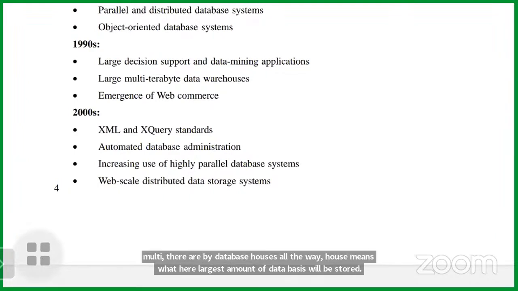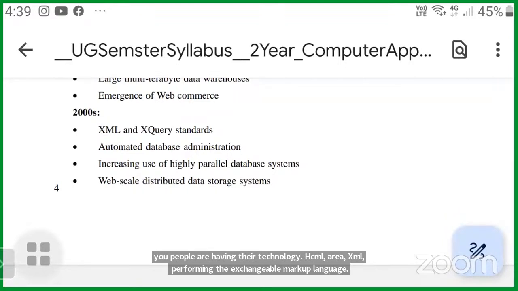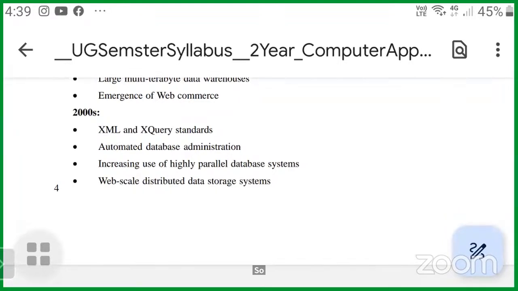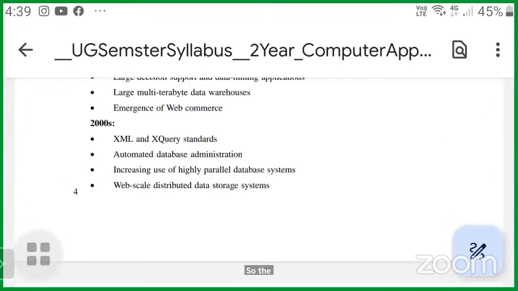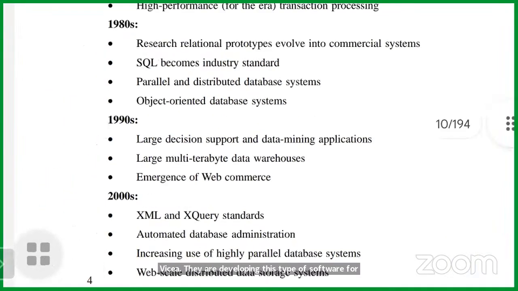And in 2000, we have XML and XQuery standards. If you have web technology, HTML idea, XML full form is Extensible Markup Language. This is for storing database purposes only. That is available in 2000. And also there is automated database administration, and increasing use of highly parallel database systems and web scale distributed data storage systems. So year wise, history wise, they are developing this type of software. Okay, this is a small history.